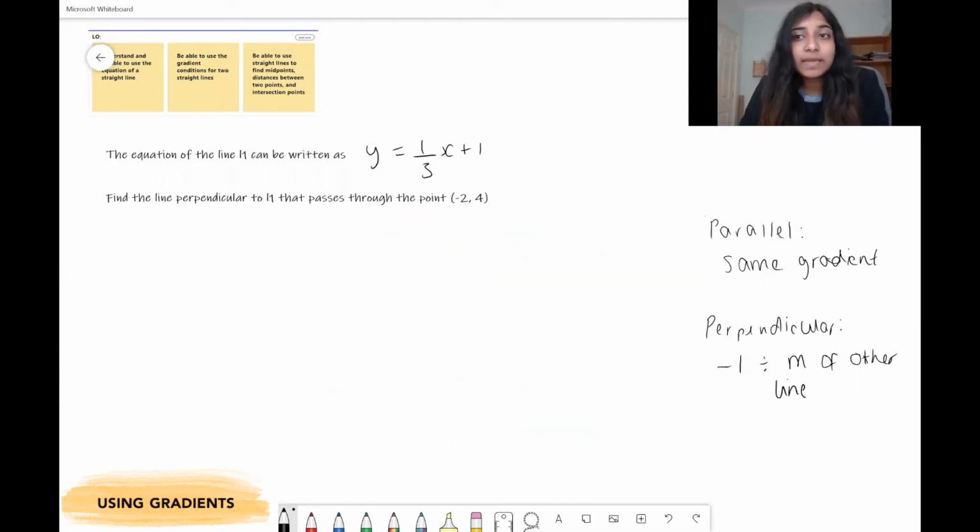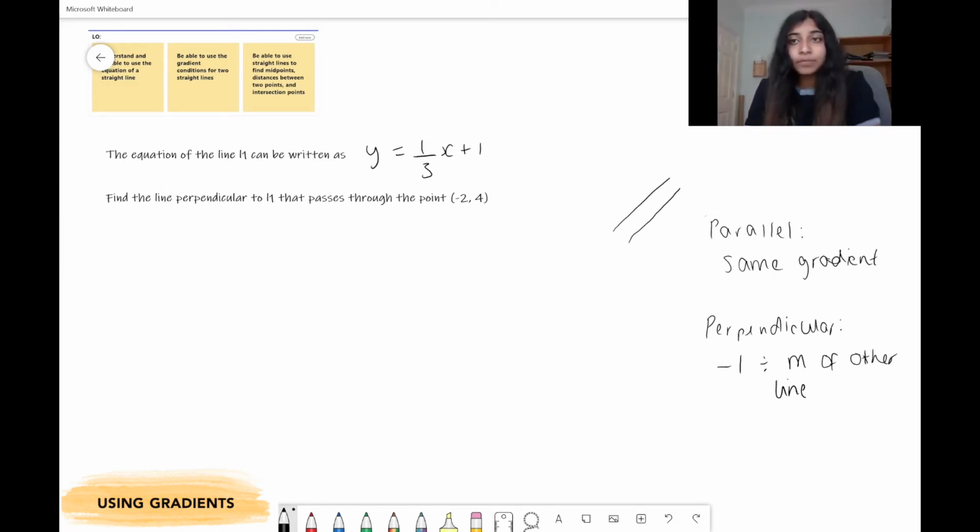So moving on to be able to use the gradient conditions for 2 straight lines. The 2 types of lines you need to know are parallel lines and perpendicular lines. Parallel lines are defined as two lines that have the same gradient. They would look something like this. As they have the same gradient, they would never meet. They would just keep going like that.